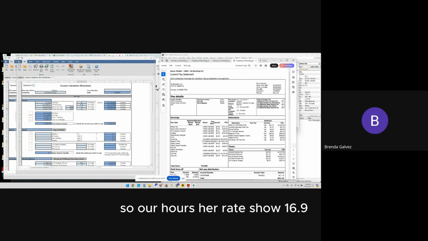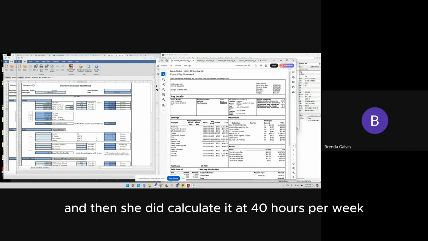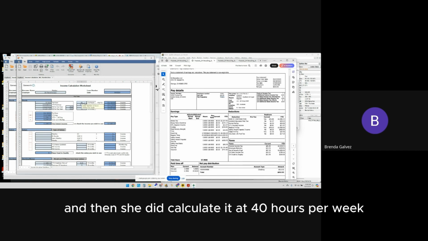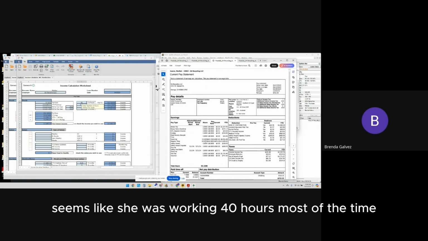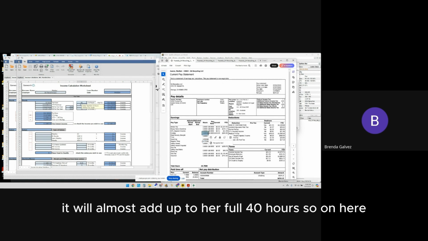So her rate shows 16.9. This is the most recent one. Her most recent stub is 18 hours, or $18 per hour. And then she did calculate it at 40 hours per week. Seems like she was working 40 hours most of the time. This most recent one was short, but if you add the 8 hours for holiday pay, it will almost add up to her full 40 hours.